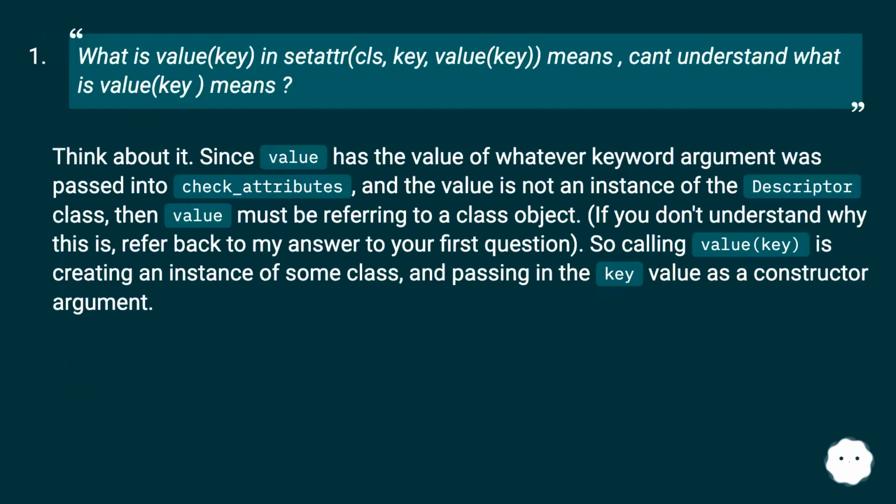What is value(key) in setattr(cls, key, value(key))? I can't understand what value(key) means. Think about it. Since value has the value of whatever keyword argument was passed into check_attributes, and the value is not an instance of the Descriptor class, then value must be referring to a class object. If you don't understand why this is, refer back to my answer to your first question. So calling value(key) is creating an instance of some class, and passing in the key value as a constructor argument.